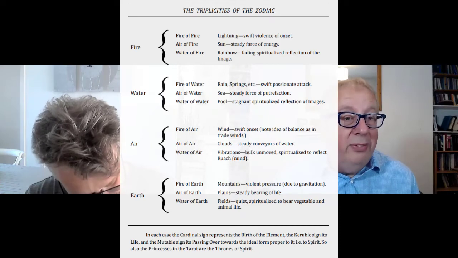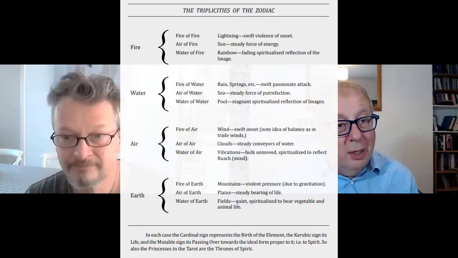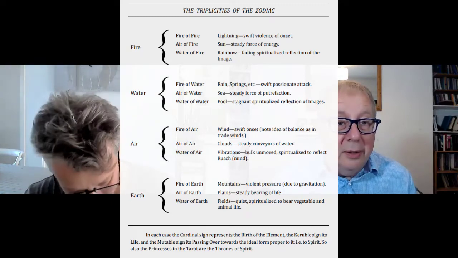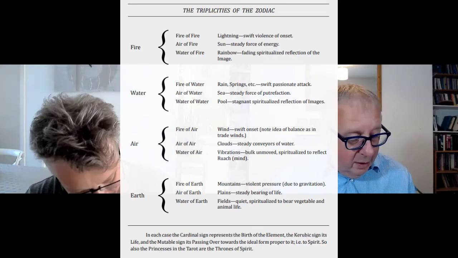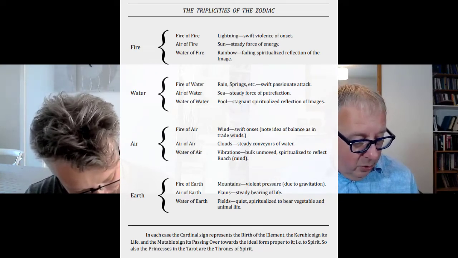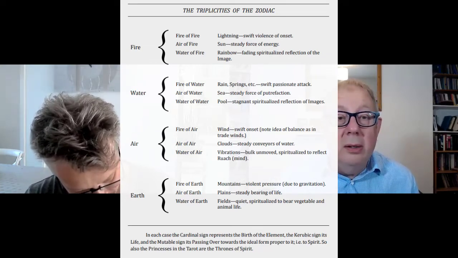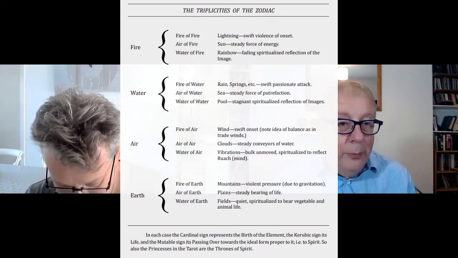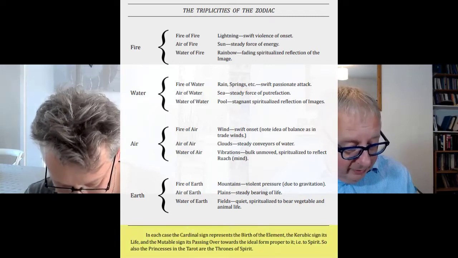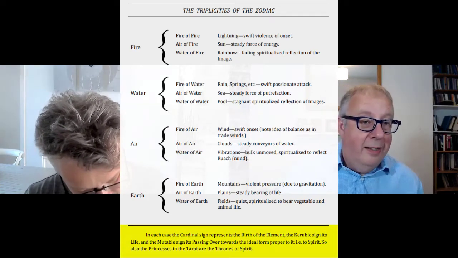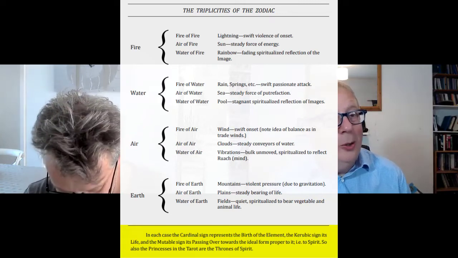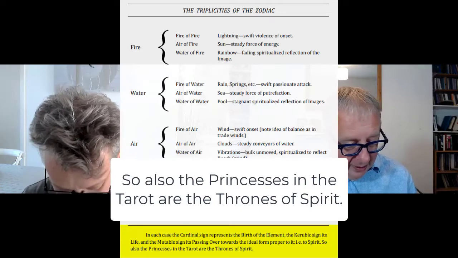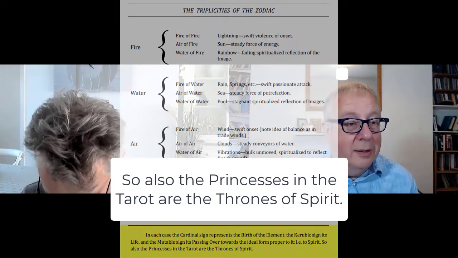And these are clearly referring to the signs of the zodiac, and that's a triplicity of fire: Aries, Leo, and Sagittarius. And of course, the earth one he has as Capricorn, Taurus, and Virgo, you see. So then at the end, he has this extra paragraph, which does make it clear that he is talking about the court cards, because he says, so also the princesses in the tarot are the thrones of spirit.